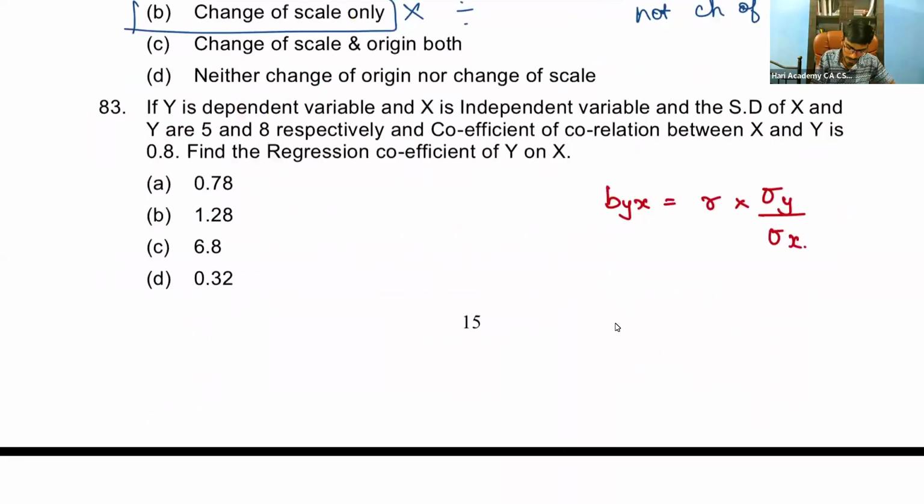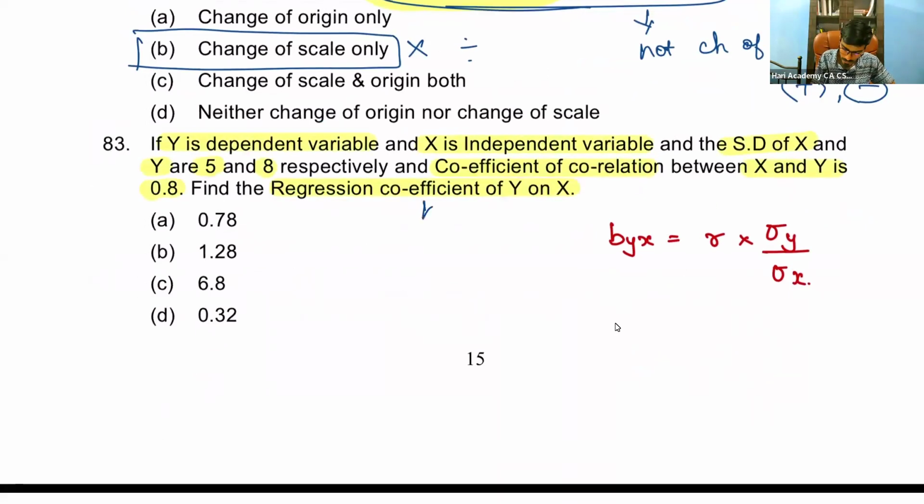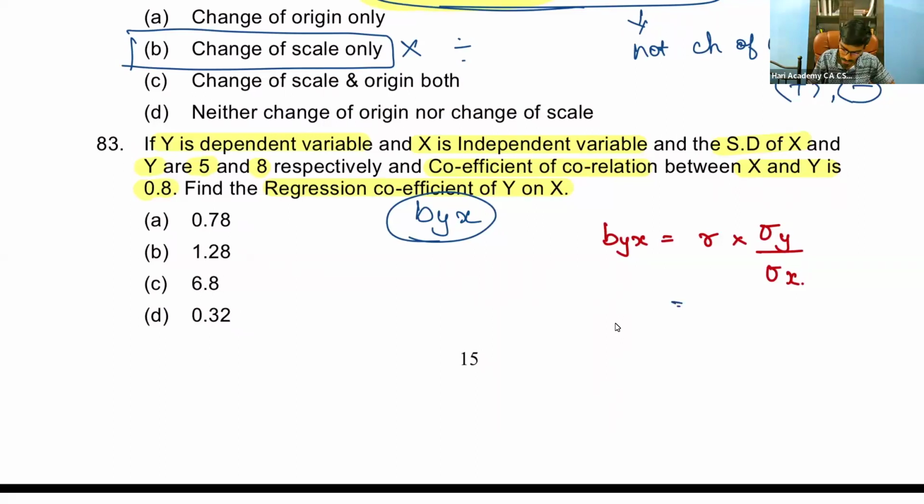Question 83. If Y is the dependent variable and X is the independent variable, fine. The standard deviation of X and standard deviation of Y are given as 5 and 8. The coefficient of correlation between X and Y, the r value, they have given. They are asking for the regression coefficient, in simple terms byx. Very simple. The byx formula is r into standard deviation of Y divided by standard deviation of X. So what is the r value?